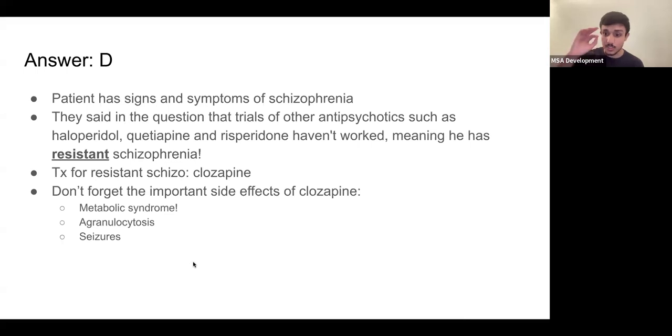Everything I just said right now is extremely important. Don't think only the answer is important. Everything is important. Clozapine: resistant schizophrenia. It's a second generation antipsychotic. It causes metabolic syndrome, agranulocytosis, seizures. Because it causes agranulocytosis, you want to monitor the WBC counts. And because agranulocytosis can lead to infections, okay? That's how they may present. Next question.